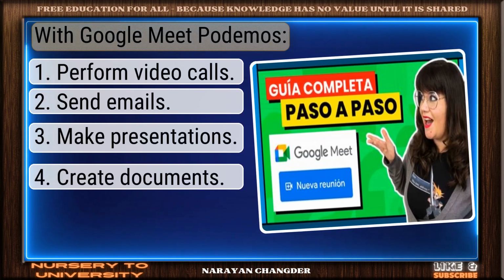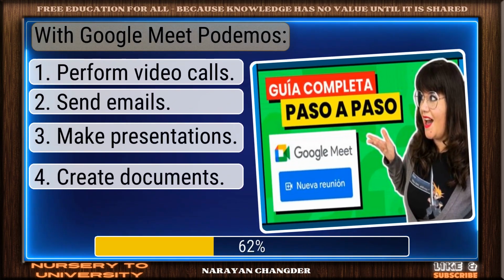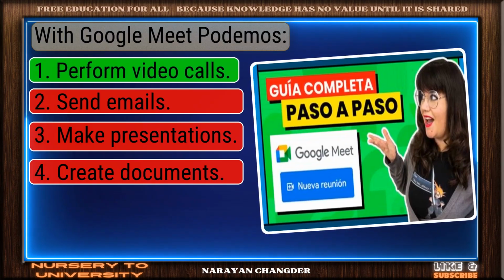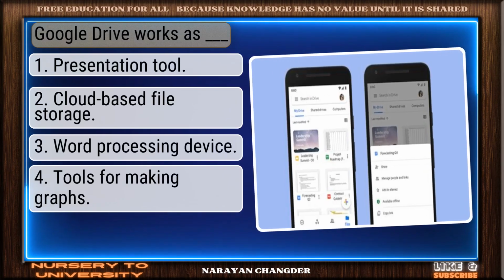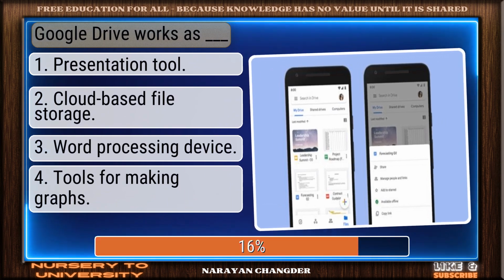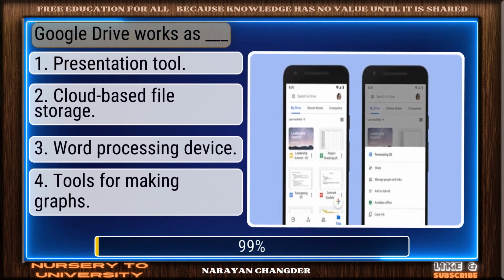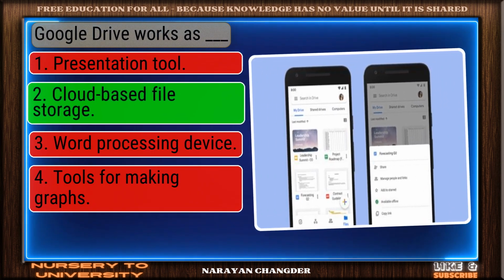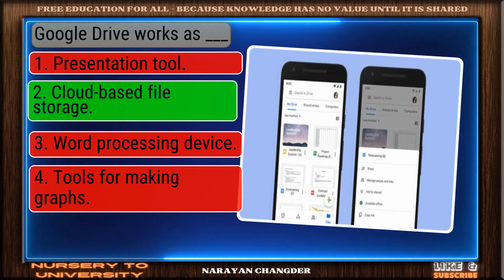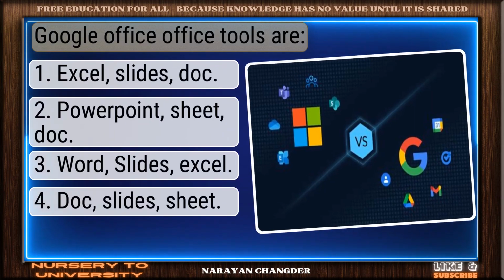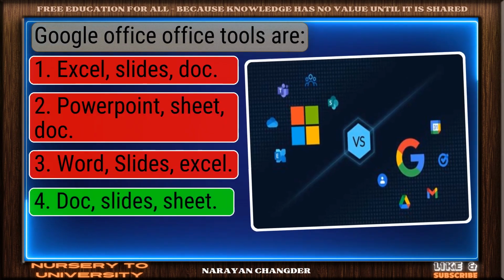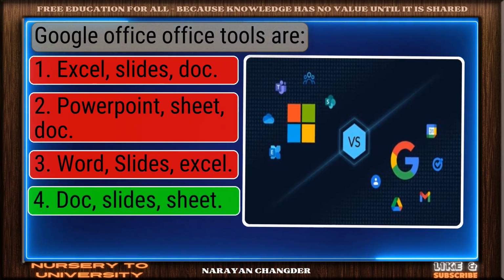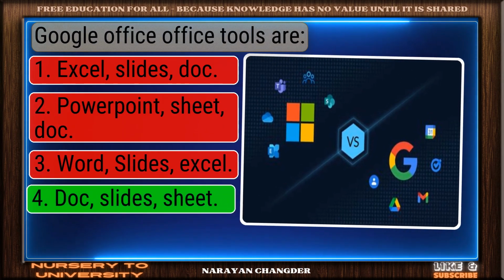With Google Meet we can. You got it. Your choice perform video calls is right. Google Drive works as Dash. Sharp thinking. Cloud-based file storage is the right choice. Google Office tools are. Correct. Docs, Slides, Sheets is the right answer.